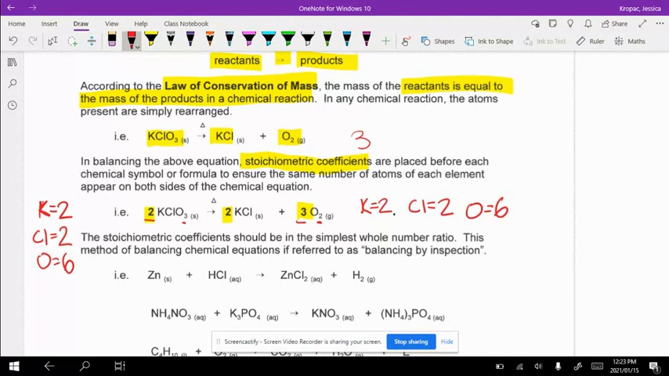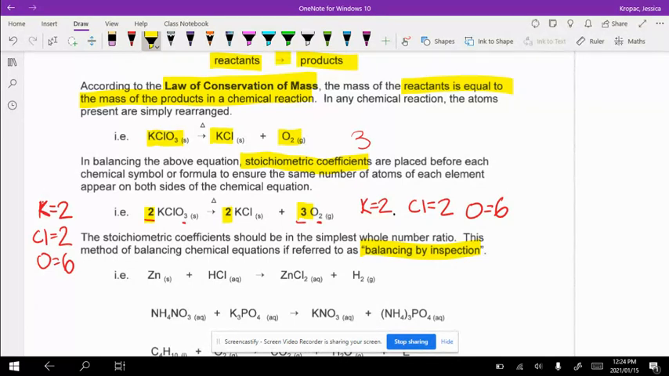So you can see that by using our stoichiometric coefficients, we're going to adjust them, and we're going to make it so we have equal numbers of atoms on the left-hand side, and so that we have equal numbers of atoms on the right-hand side. So for balancing, we actually call it balancing by inspection. Essentially what you're going to do is add your stoichiometric coefficients, and keep adding them and keep changing them until you find that your left-hand side matches your right-hand side.